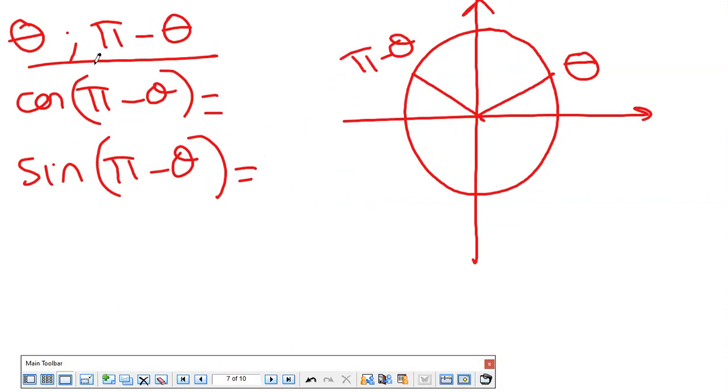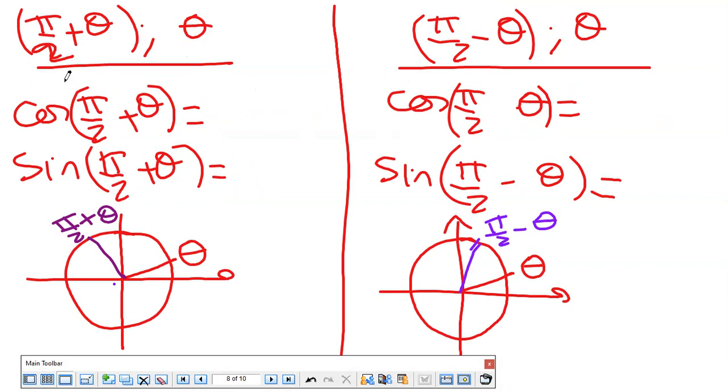Let's move to pi minus theta. If this is theta, this is pi minus theta. So the cosine theta, it's this distance here. The cosine pi minus theta, it's this distance here. They are opposite, so it's minus cosine theta. Now let's see the sine. Orthogonal projection, this is the sine theta. Orthogonal projection, this is the sine pi minus theta. So it's the same. So it's sine theta.